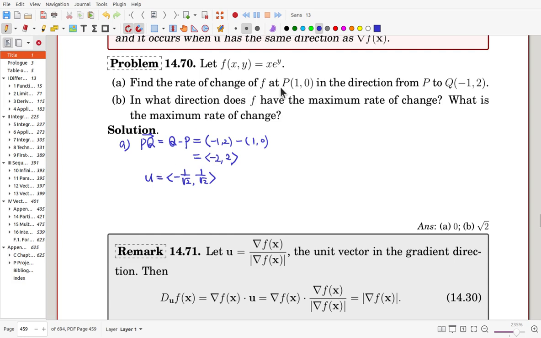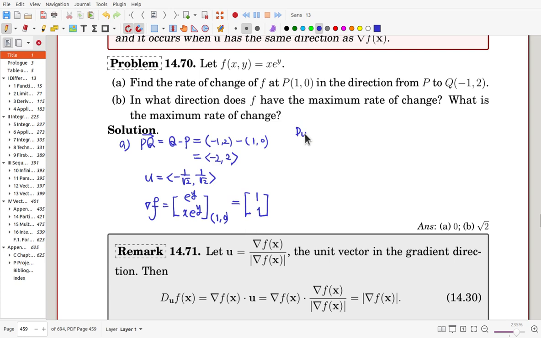Okay. To find the directional derivative, we need to get gradient of f. Right? Now, x derivative of the function is e to the y, and y derivative, x e to the y. Now, we have to evaluate the gradient at (1, 0). x is 1, y equals 0. So again 1. So gradient direction is (1, 1).